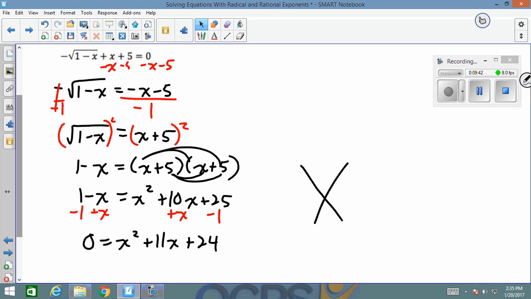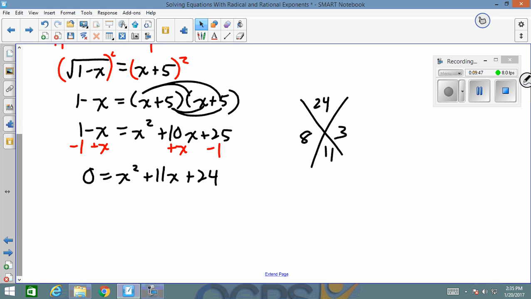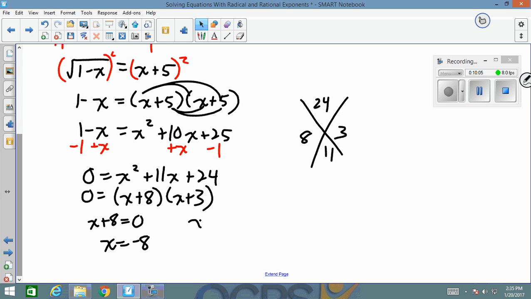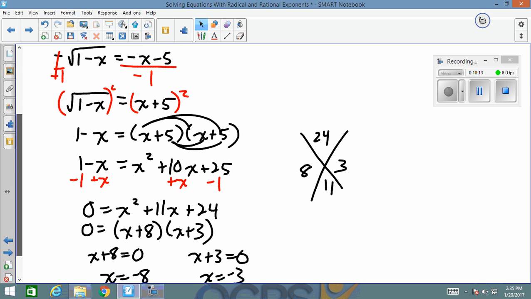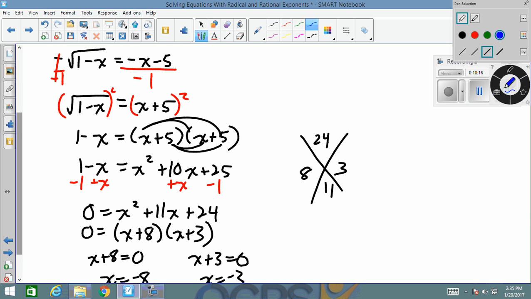The x, so 24 and 11, which is 8 and 3. So it's going to be x plus 8 and x plus 3. So they're both equal to 0. x could equal negative 8, or x could equal negative 3. And then we have to check to see if there's an extraneous solution. Again, I'm going to use the one where I set them equal to each other. Makes it a little simpler for us to work out. Right there. We use that one.